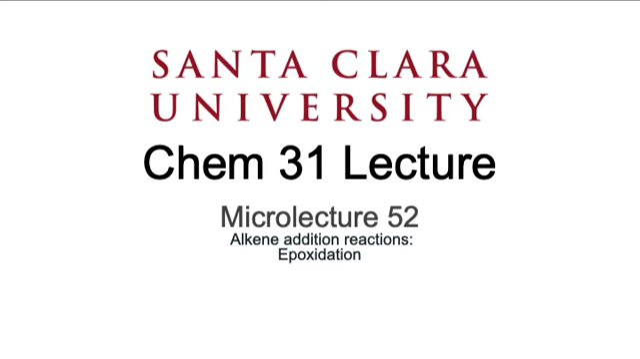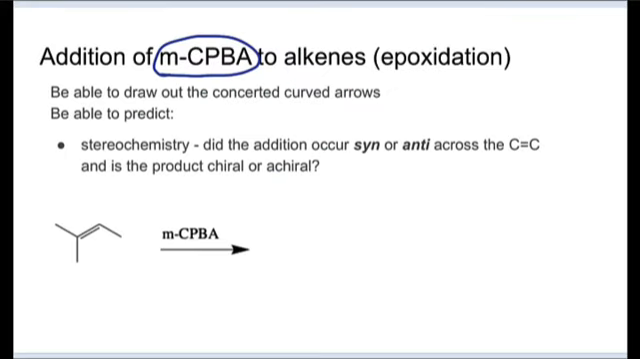This one is epoxidation. The next reaction here is the addition of MCPBA, which is a peroxy acid, to cause epoxidation. You've heard of epoxides before, in epoxy glue. This is the functional group involved. It's a three-member ring with oxygen in it, and we want to be able to draw a concerted curved arrow mechanism between the alkene and the MCPBA structure, and I'll show that last.